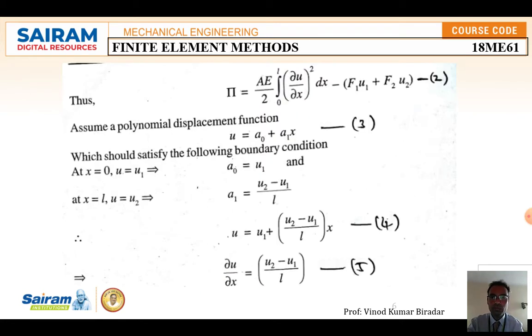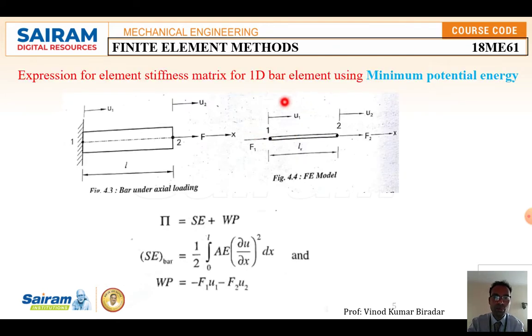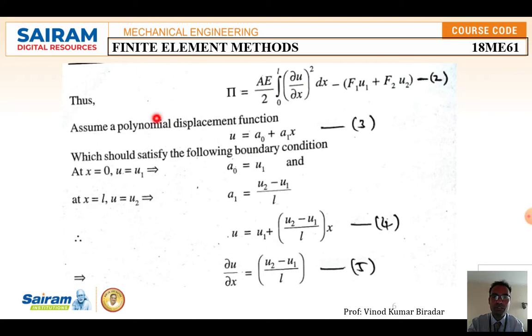Substitute the strain energy and work potential values in the potential energy equation, and you get this equation: pi is equal to AE by 2 times the integral from 0 to L of (du/dx) whole square dx, minus f1 u1 minus f2 u2, equation number 2. After this, assume a polynomial function. Since the given problem is a one dimensional element, the polynomial function for a 1D element is u is equal to a0 plus a1 x, equation number 3.